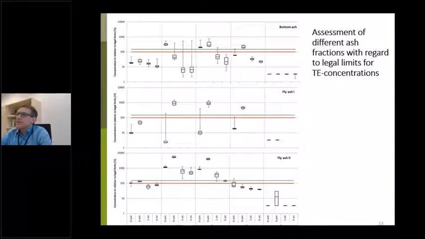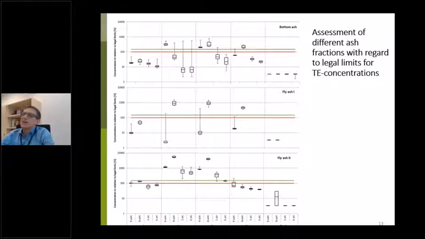Why is this the case? Here you can see concentrations of different elements. You can see arsenic, you can see cadmium, lead, nickel, and the last thallium, which are all regulated in the German fertilizer ordinance.